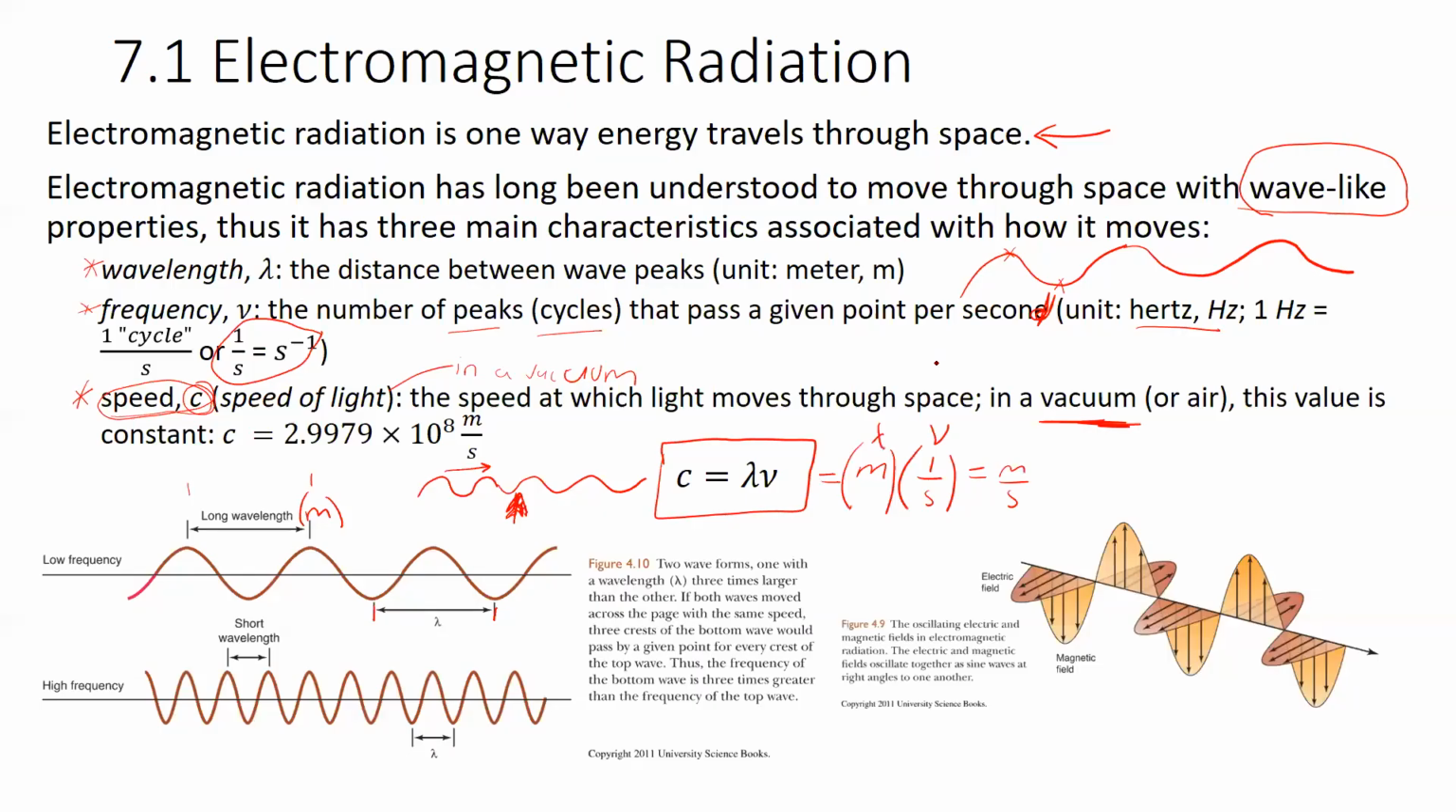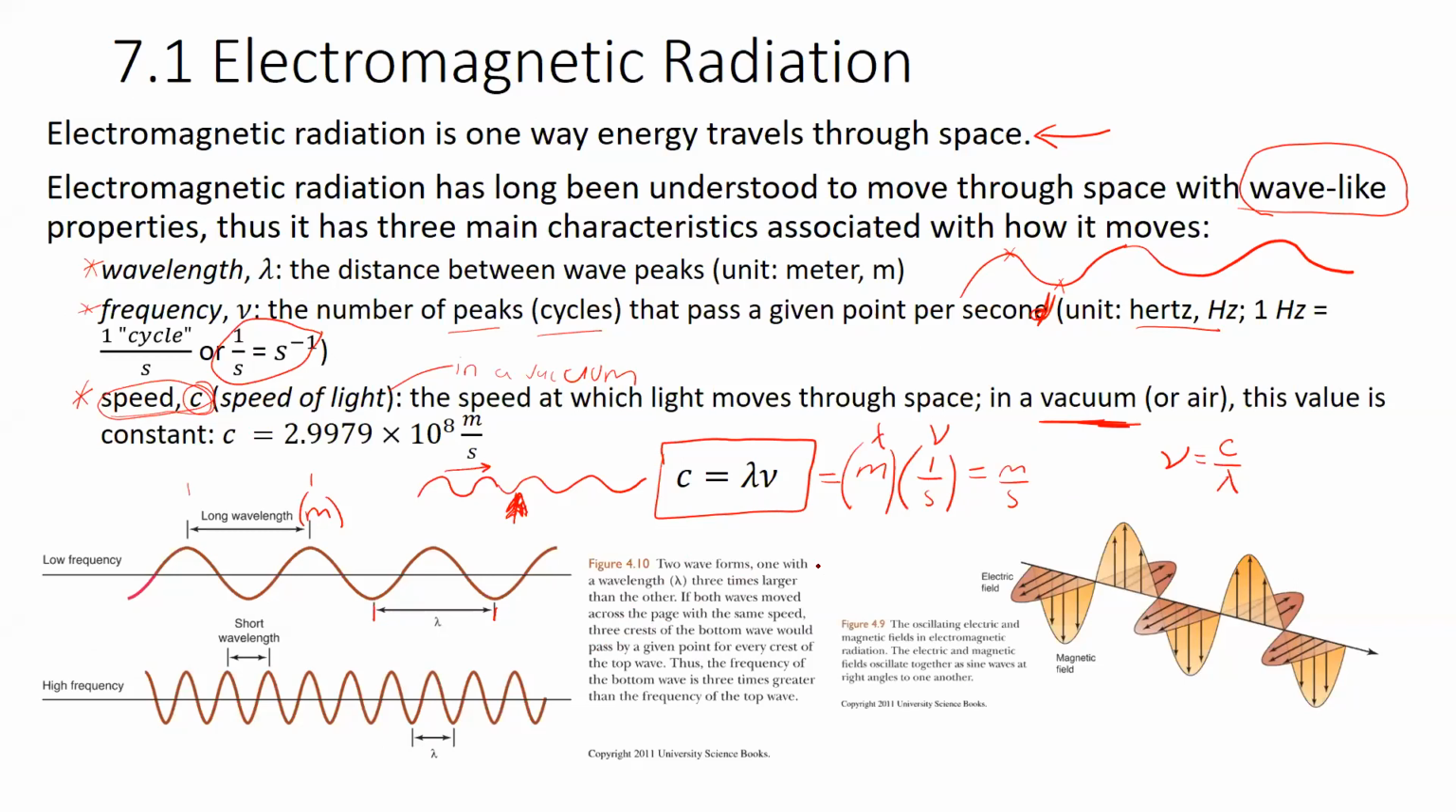Something else that's kind of useful for us going forward is this equation can be rearranged really easily. So if c is equal to lambda times nu, something that's useful for us, we're going to find that the frequency of light is related to energy later on. And so it's useful to be able to calculate frequency or wavelength of the light. So nu is going to equal c over lambda. So you can rearrange that equation in multiple different ways.